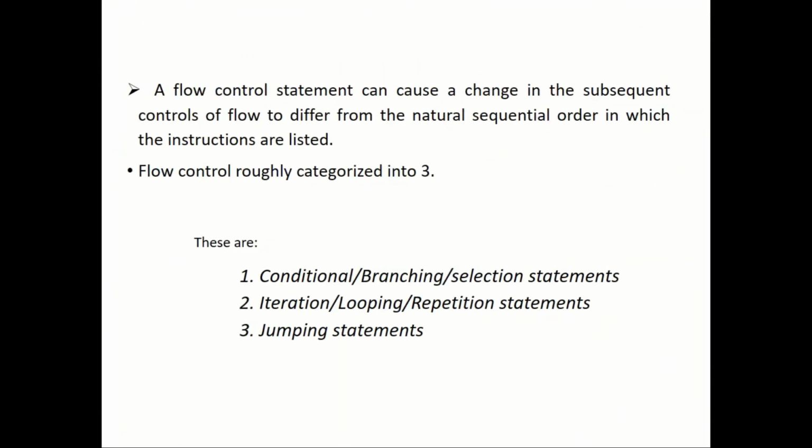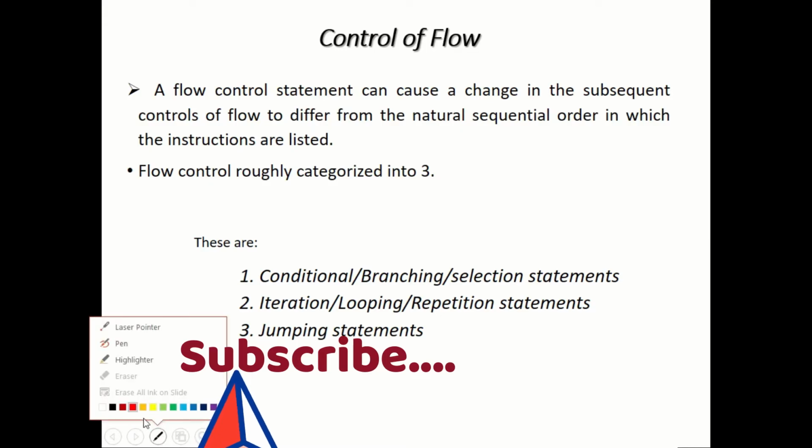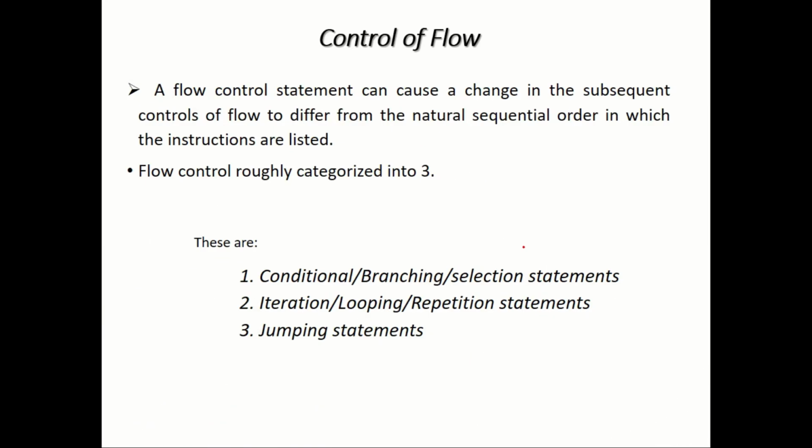A flow control statement can change the subsequent flow of control to differ from the natural sequence order in which the instructions are listed. By the way, the written source code of any program is executed line by line, unless it is ordered or written with some conditional commands to jump, to check a condition, or to iterate each line.